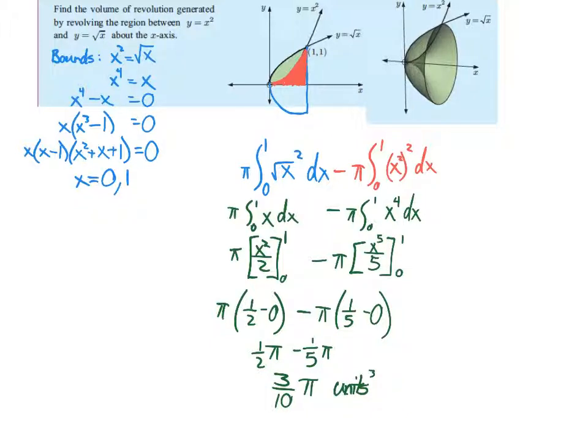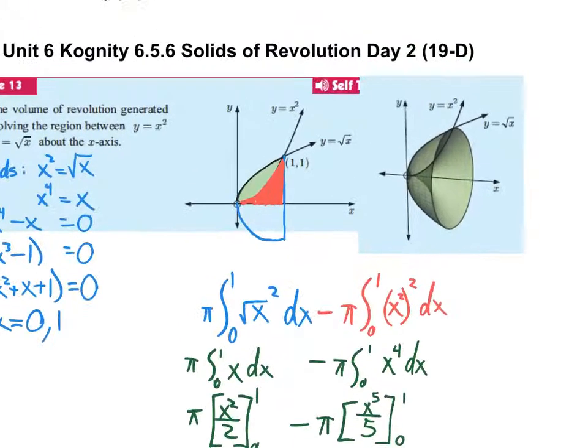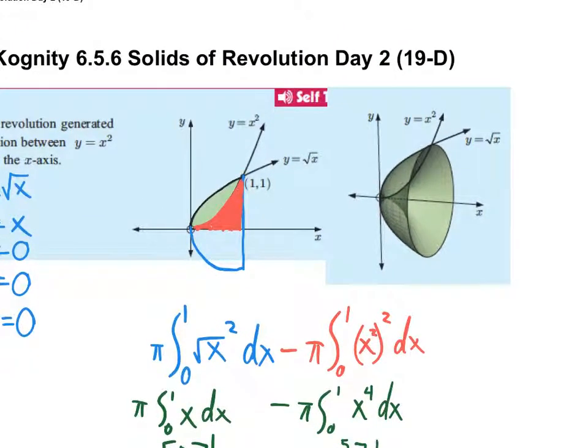Why is it square root of x minus x squared? Like, why not reverse? That's a good question. If you remember what we were looking at when we did area between two curves, you always did the top curve minus the bottom curve. So here, the square root of x is this top part. The x squared is the bottom. So you do top minus bottom.